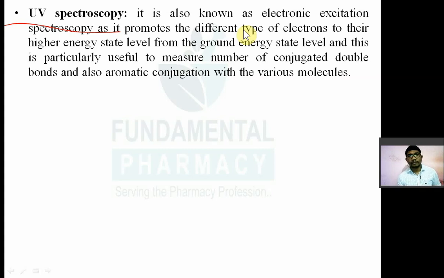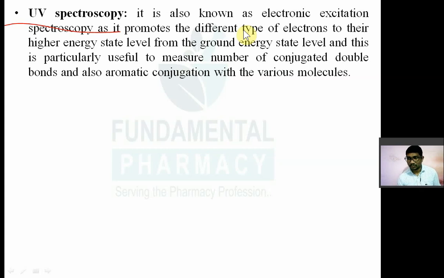Because it promotes the different types of electrons in the molecule from their lower energy state to a higher energy state. It promotes the different types of electrons to their higher energy state from the ground state. Okay, we have seen what is meant by ground state. What do we mean by excited state?